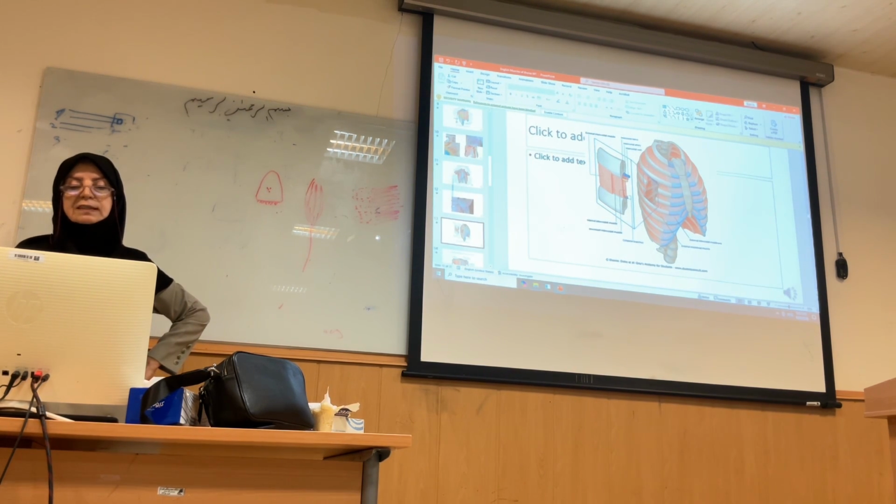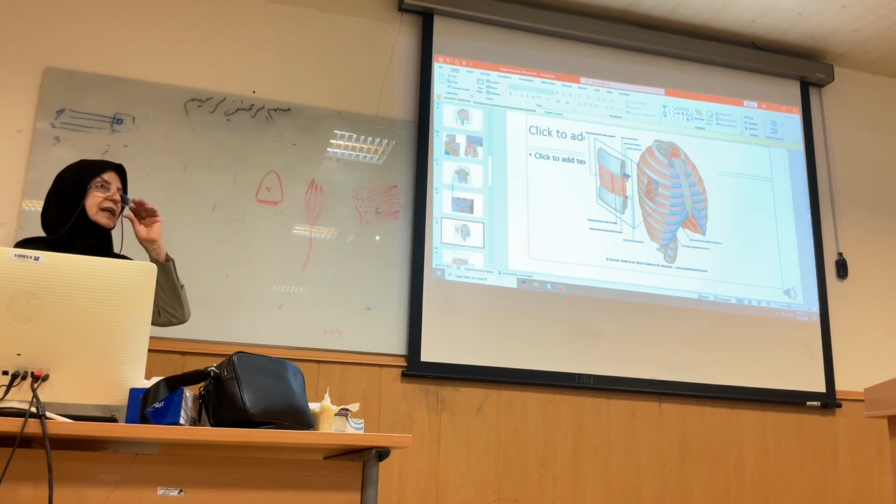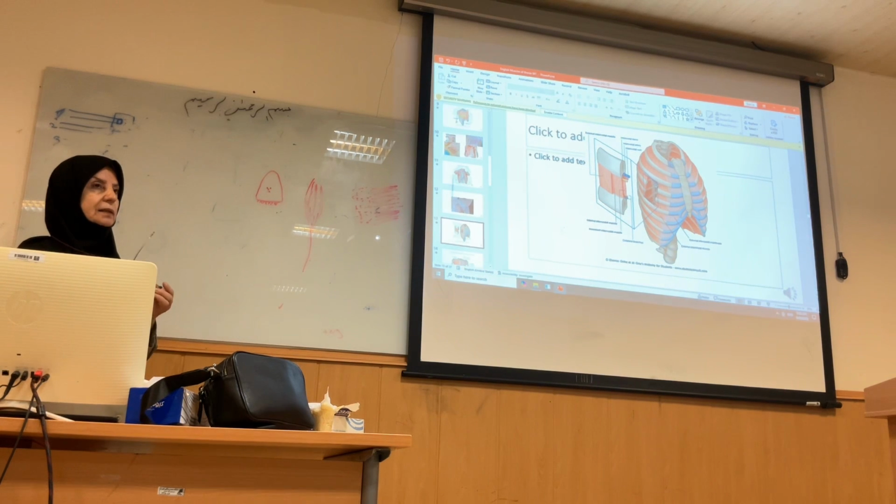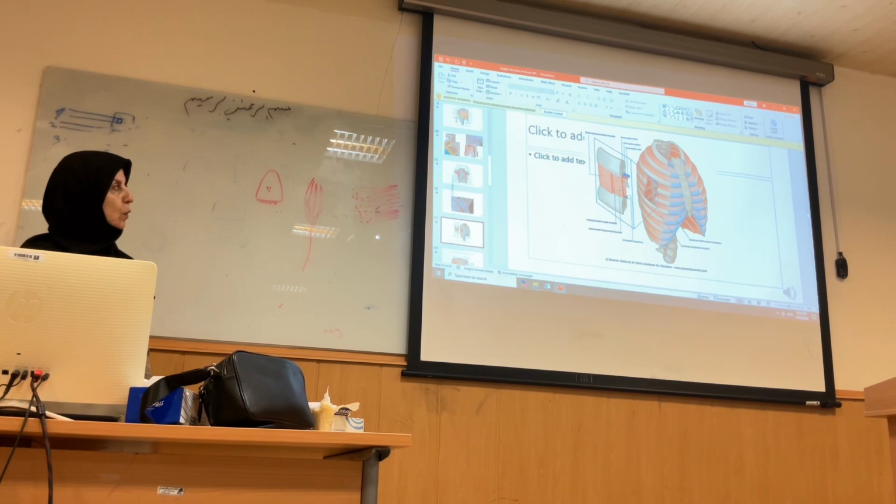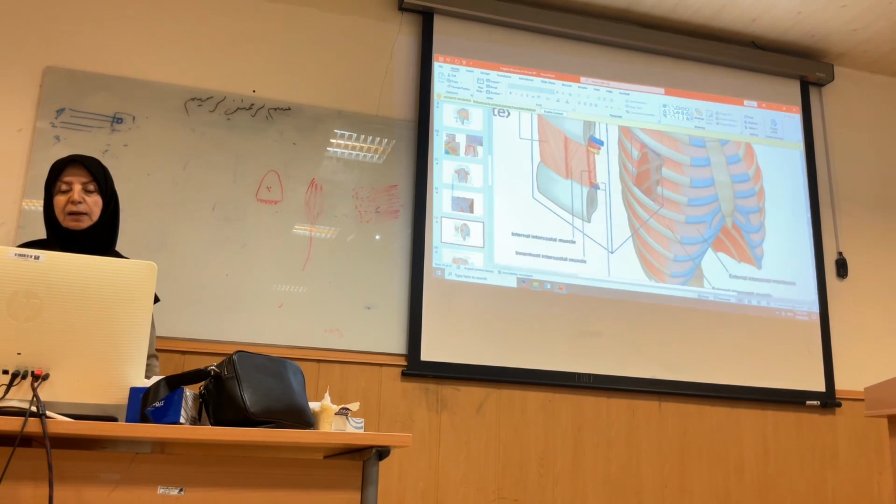What's the name of this space? Intercostal space. In each intercostal space we have three thin layers of muscles: the external intercostal, internal intercostal, and innermost intercostal, or intimate intercostal muscle. So we have three layers of thin muscle that we call intercostal muscle.